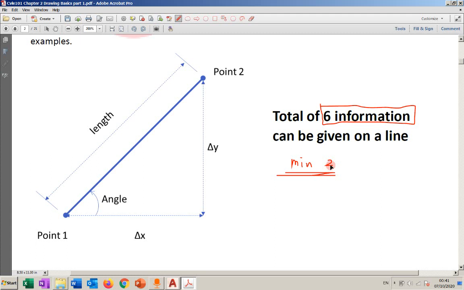But at least 1 is impossible. 2 is possible, but with some methods. So let's say that's why I didn't write this one here. The minimum we may need is 2, but what are those 2? We're going to explain them in detail.